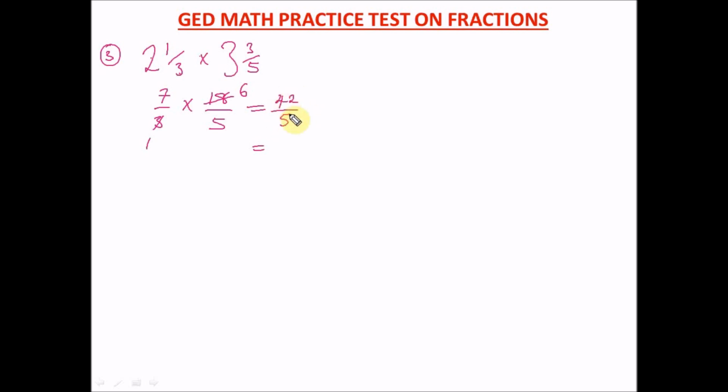5 would go in 48 eight times. That's 8 times 5 is 40. So we have 8 whole number, remainder 2 over 5. So this is the answer for this. All right, so let's do another one here.